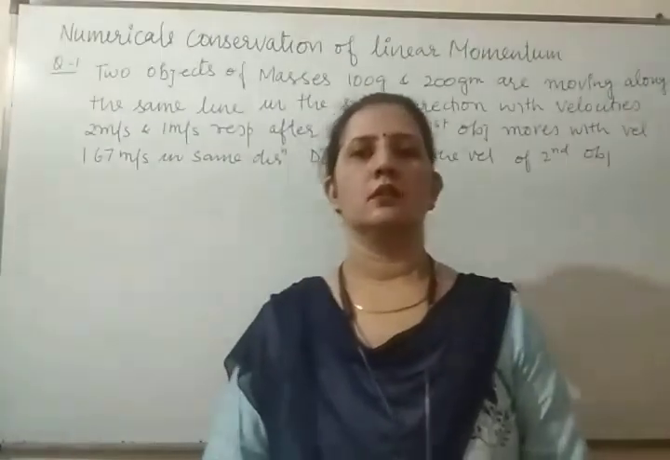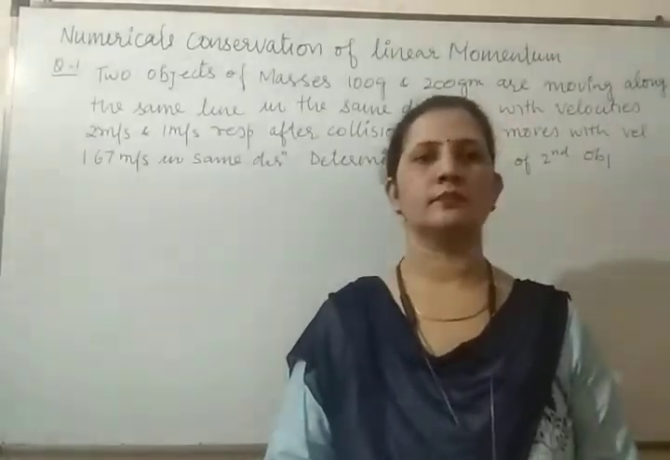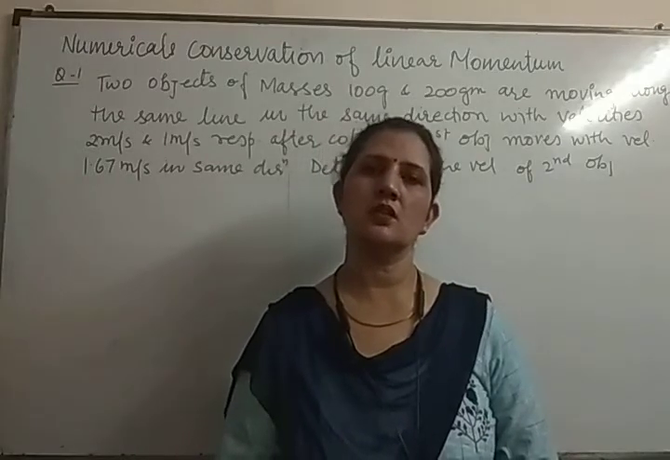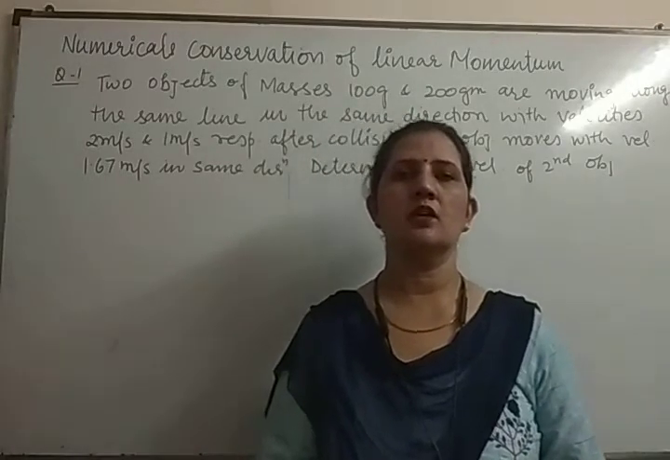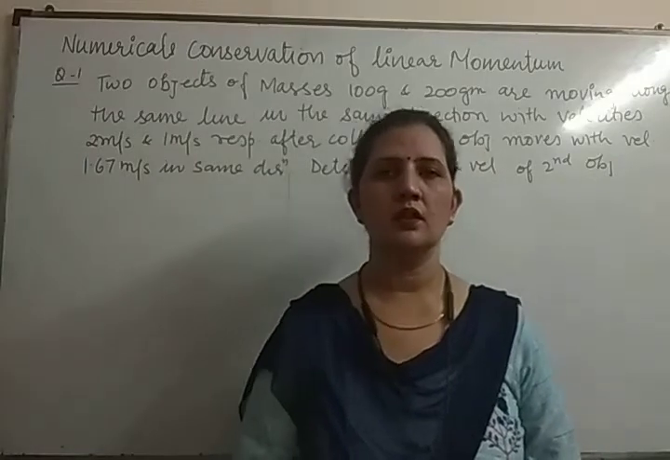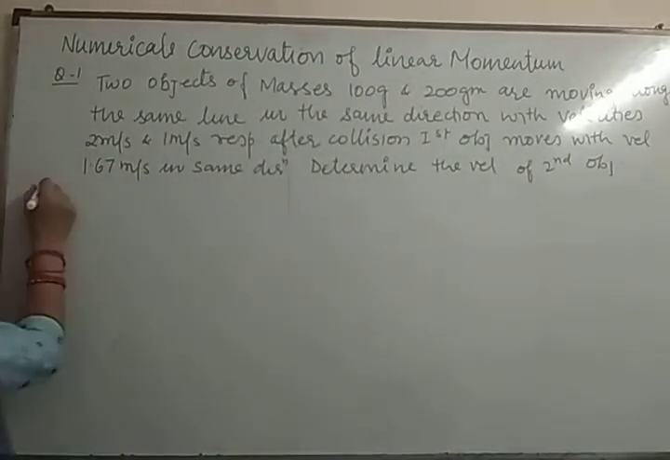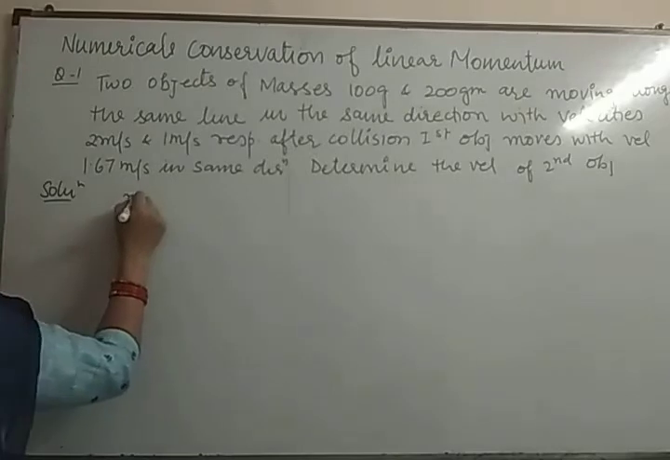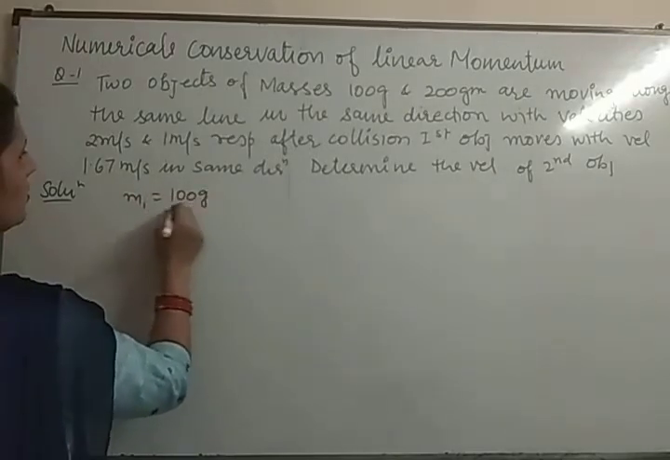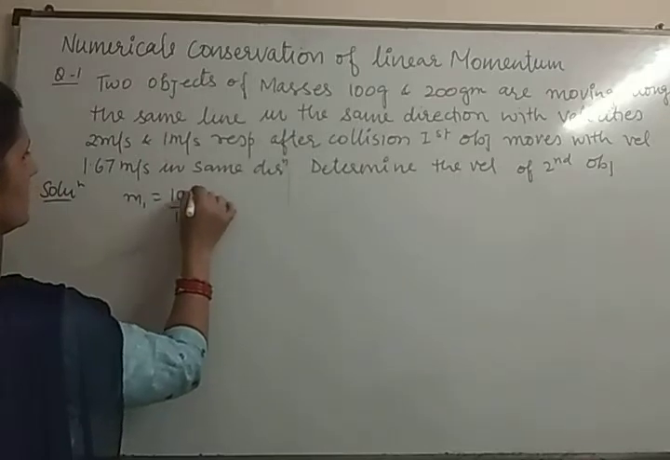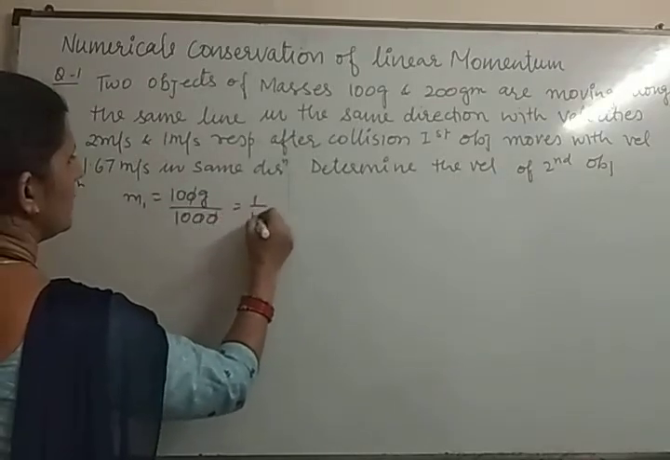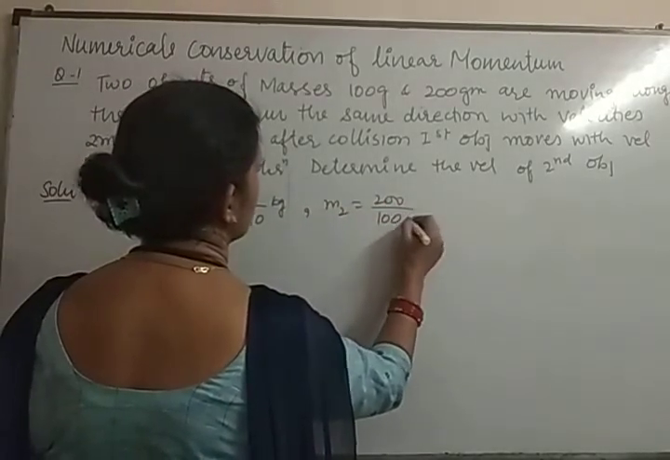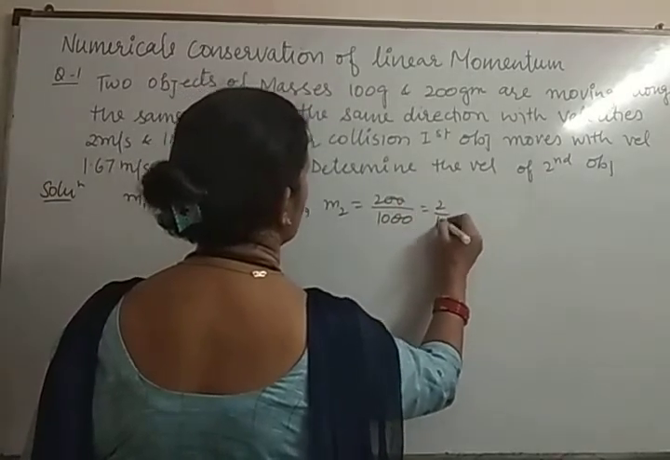Now let us discuss some numericals. First, understand the statement and write down the parameters which are given to you and find out the parameter which is not given. So let us solve this numerical. For the solution, what is given? Two objects of masses, m1 is 100 gram, convert into kilogram, that is divide by 1000, and it will be 1 by 10 kg, first mass. Second mass is 200 gram, divide by 1000, that is 2 by 10 kg.